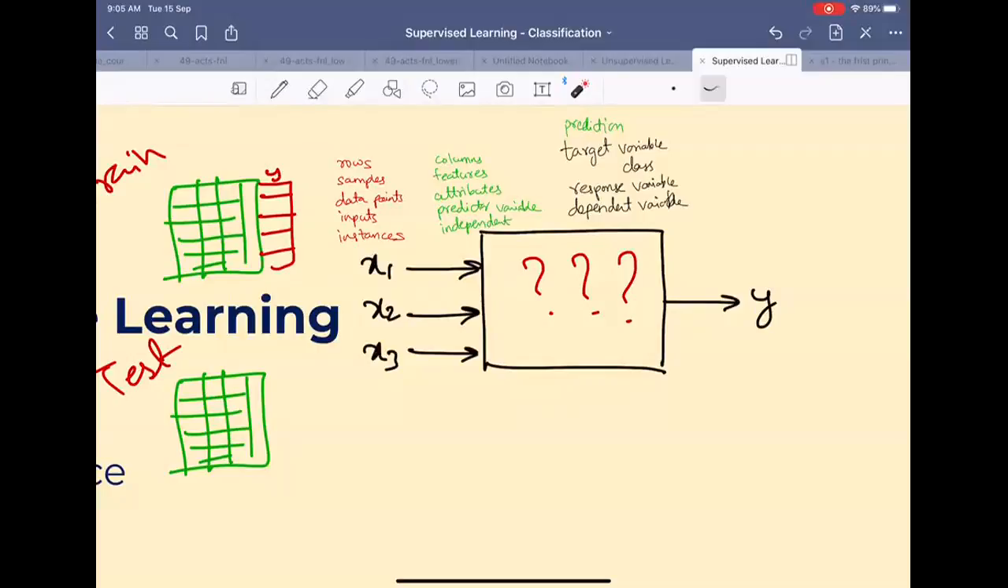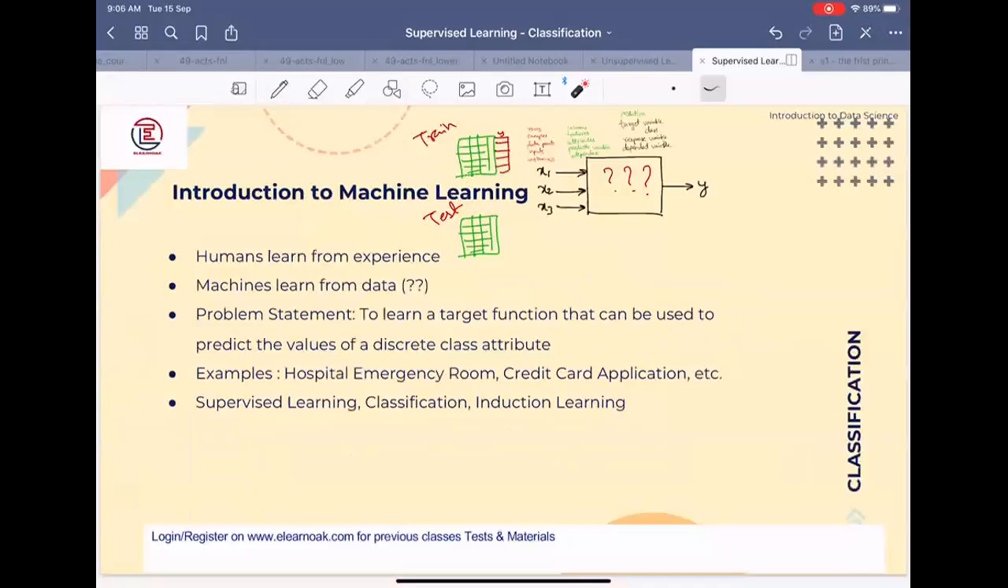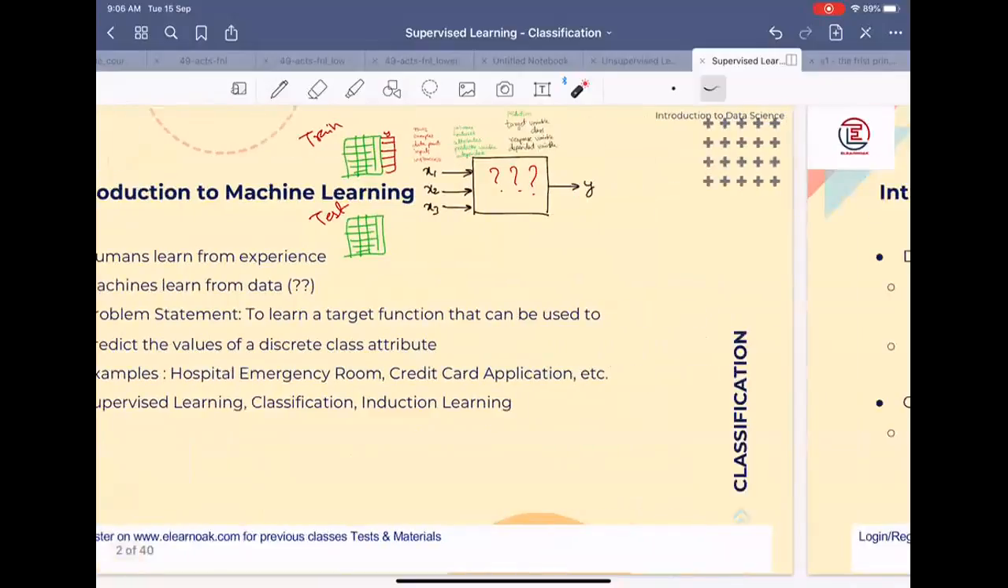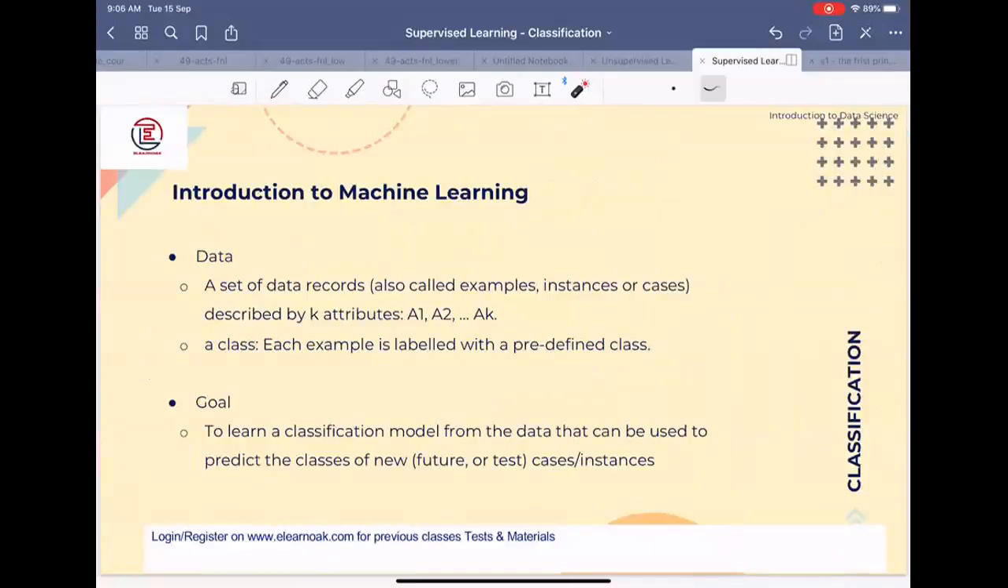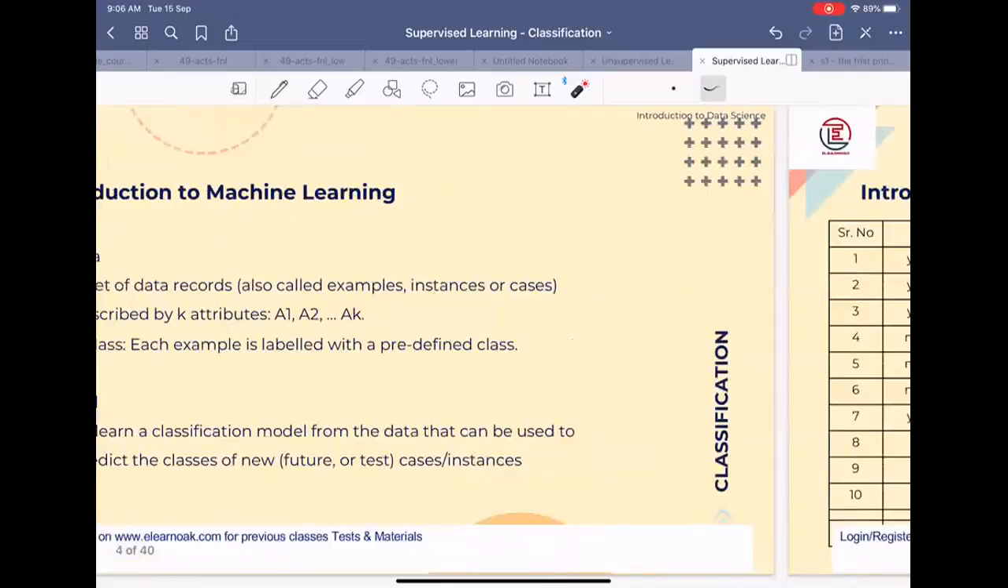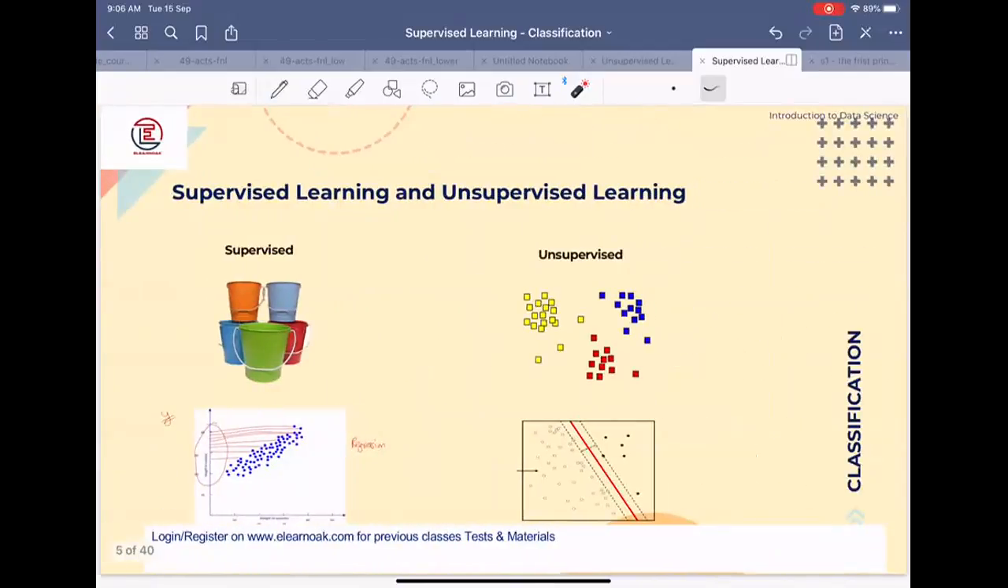Unsupervised machine learning is where this target variable is not available. We only have these inputs, and based on these inputs, we are trying to cluster the data or find anomalies and so on. Anyways, we will limit our discussion to supervised learning, under which we saw that there are two main categories, classification and regression. We'll look at classification for the next few classes.